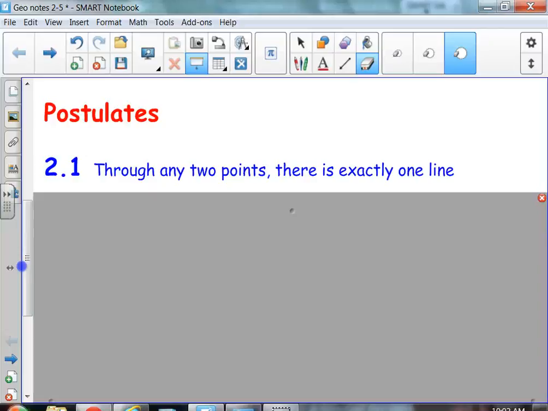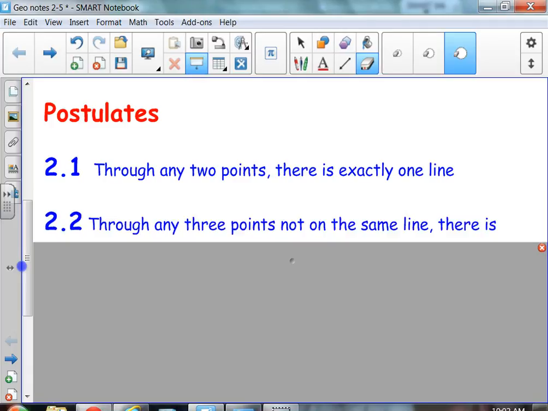One line only. And a lot of this stuff you know, but you don't know that it's postulates yet. So when we're writing a paragraph proof or a 2-column proof or whatever kind of proof we're writing, if you want to say through any 2 points there's exactly one line, you just have to write postulate 2.1. That's why these are important to keep around. You don't have to write out that whole sentence, you just write out postulate 2.1.